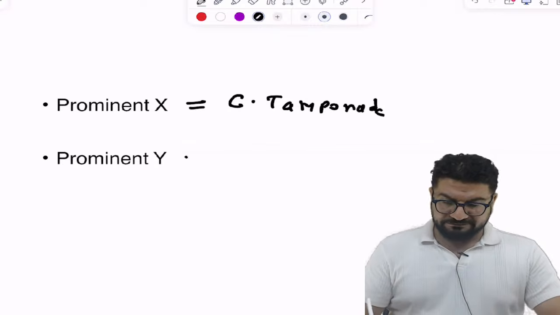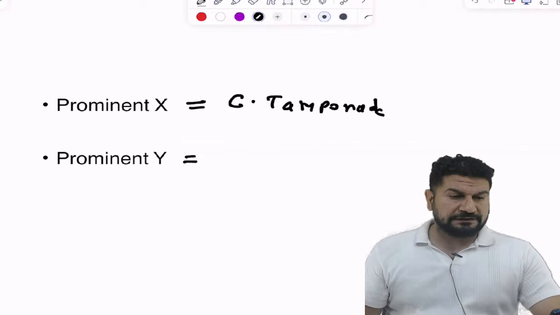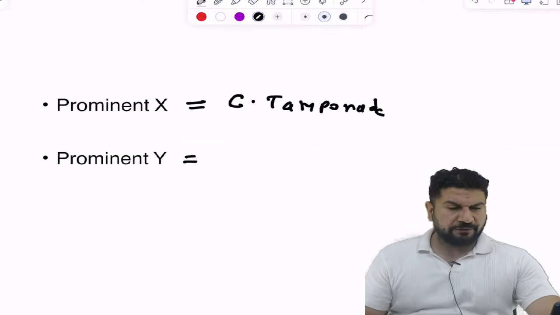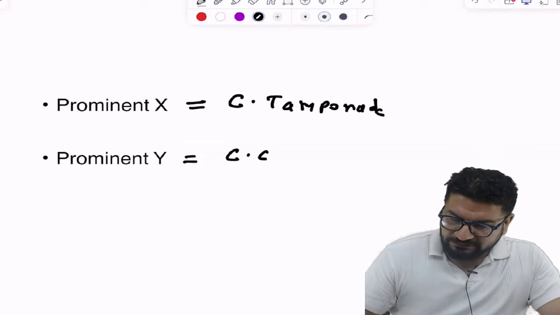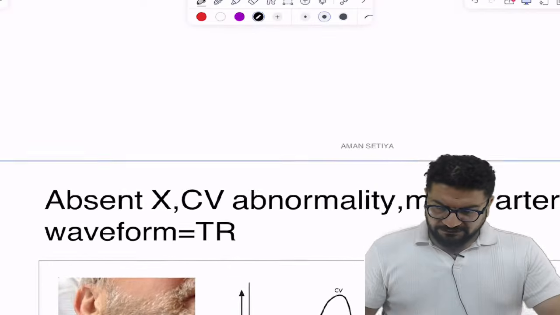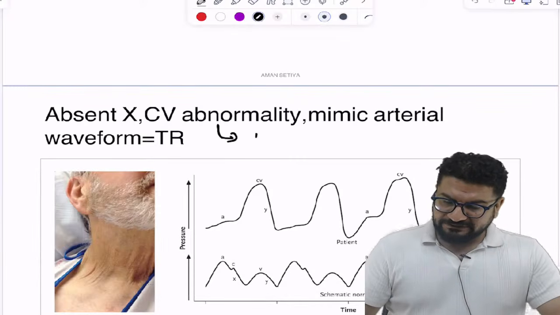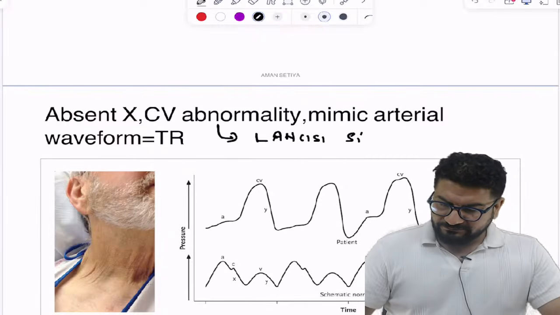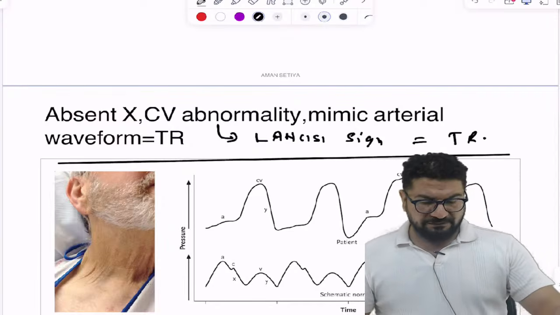And what we have? We have a prominent Y. Where do we see prominent Y? In chronic constrictive pericarditis. Clear? So prominent X and prominent Y are seen in chronic constrictive pericarditis. So this is something which you have to remember. Okay, now try to understand this thing. Absent X, CV abnormality. This is called Lenz CZ sign. This came last year in NEET PG. It is seen where? In TR, tricuspid regurgitation. So these are all the MCQs which I have discussed about JVP.